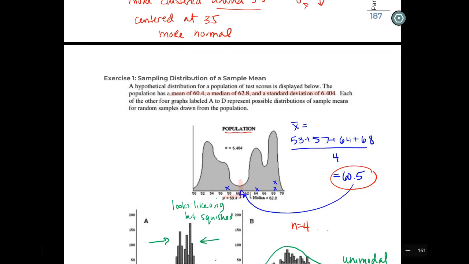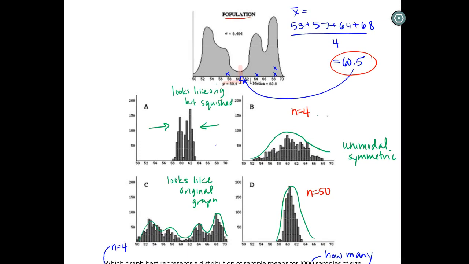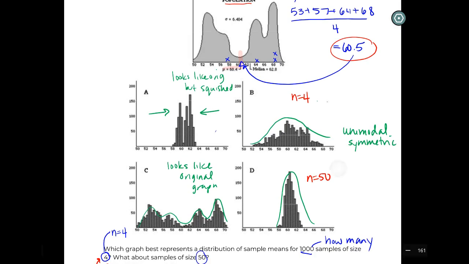Just because there was a gap in our original distribution doesn't mean we're going to continue to see that gap when we're talking about sample means, because as I grab things from both sides, I'm going to fill in that gap. And in fact, most things are going to be right around the average that we expected for the population. So both of these are centered at that 60.5. They're both centered at 60.5, but D is less spread out.